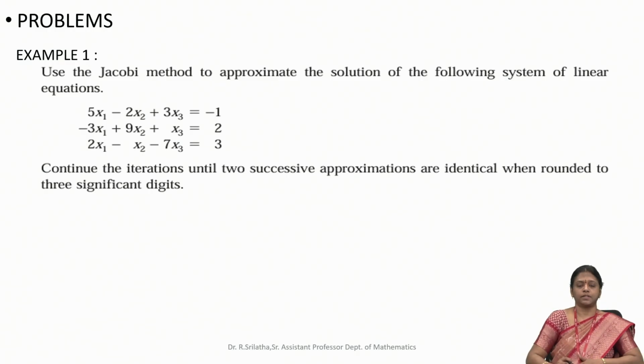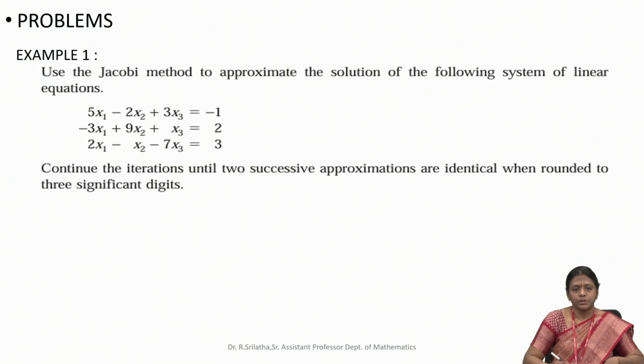Let me explain with one example here. So here I have one example. Use the Jacobi method to approximate the solution for the following system of linear equations. Here we have 3 different equations. 5x1 minus 2x2 plus 3x3 equal to minus 1. Minus 3x1 plus 9x2 plus x3 equal to 2. 2x1 minus x2 minus 7x3 equal to 3. Continue the iterations until two successive approximations are identical when rounded to 3 significant digits.